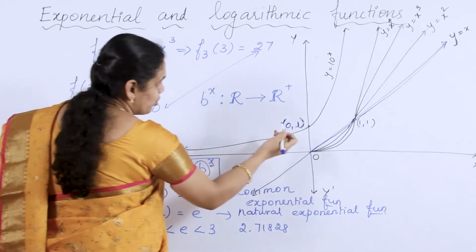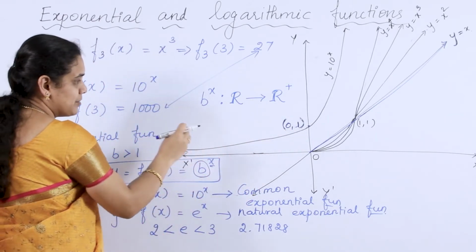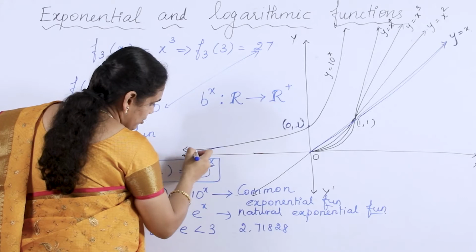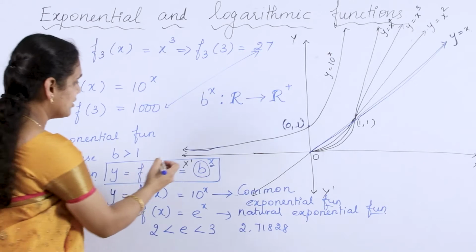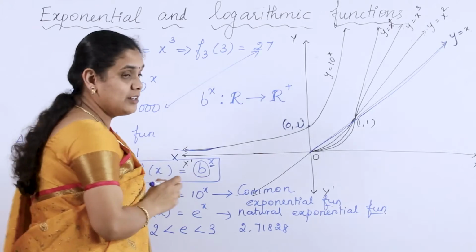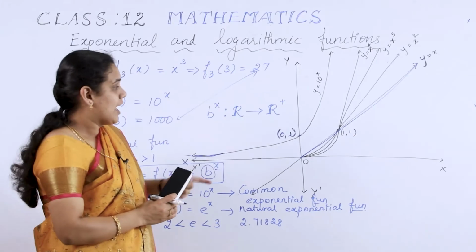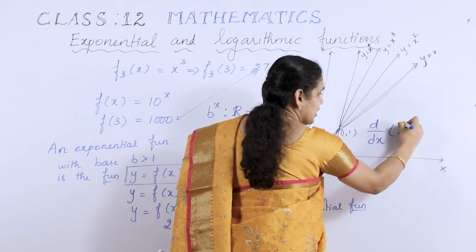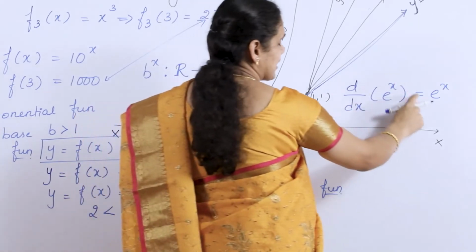And also, if you take very large negative values of x, the graph gets closer and closer to the x-axis. That means the function goes near 0, but it never touches the x-axis. It just leans on it, but never touches it. These are the properties we have to remember in the case of exponential functions. And we have already studied in class 11 that the derivative of the exponential function, using the first principle, is e to the power x. So d by dx of e to the power x equals e to the power x.